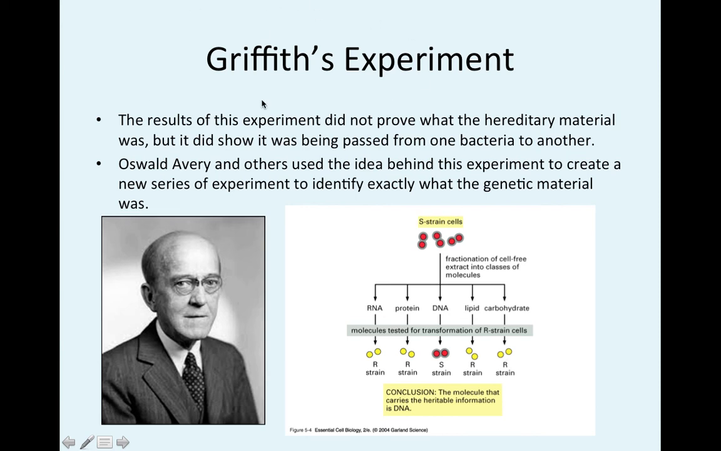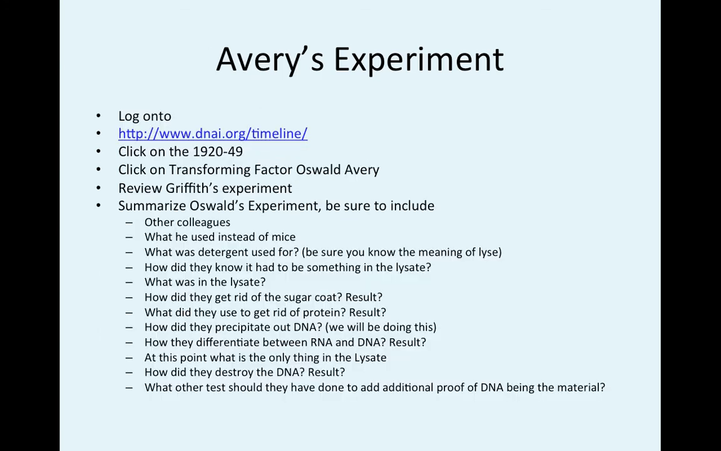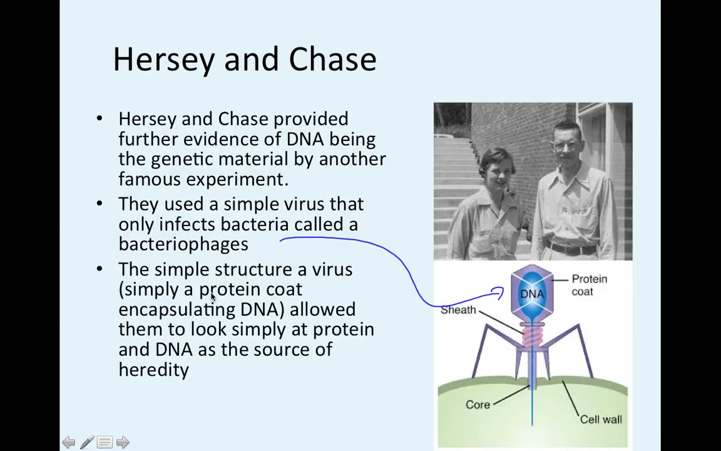I want you to go over it a little bit more in depth, but that's the general idea. So this is the link that I'm going to ask you to log on to. You're going to click on 1920, 1949, click on the transforming factor, Oswald and Avery. You're going to review Griffith's experiment, and then go through Oswald's experiments, and I need you to know this information from Oswald's experiment. You can download the PowerPoint and go through this, and these could be something that you'd add to your portfolio.